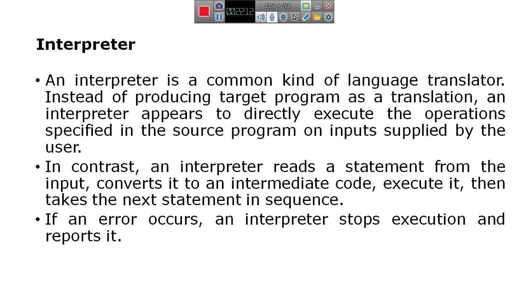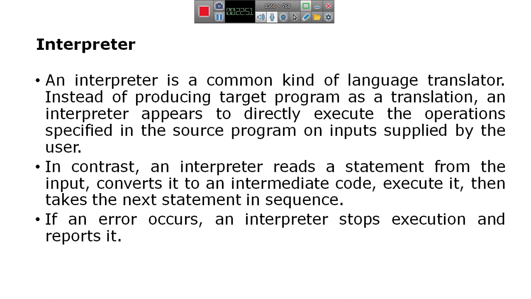It is a common kind of language translator. The interpreter is one of the language translators. It translates a program, that is, a high level language program, into machine code line by line.